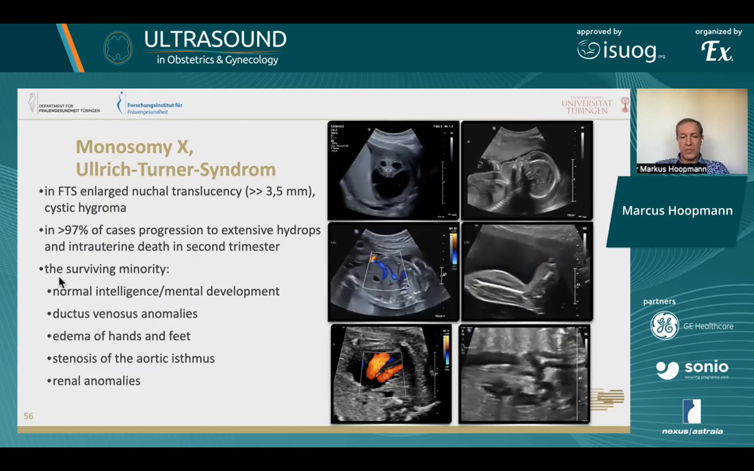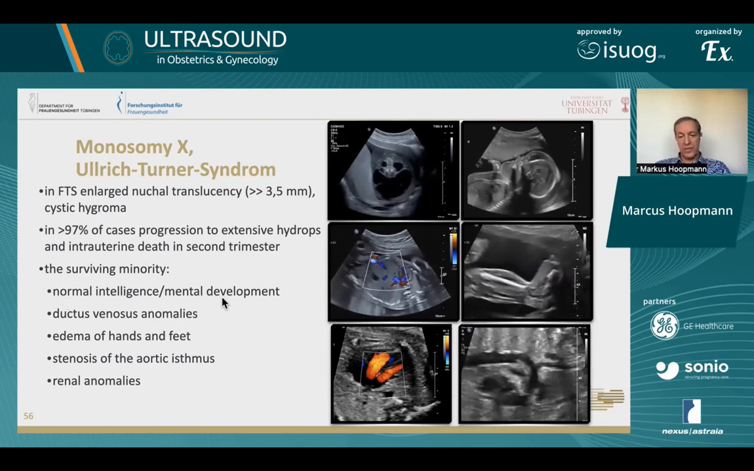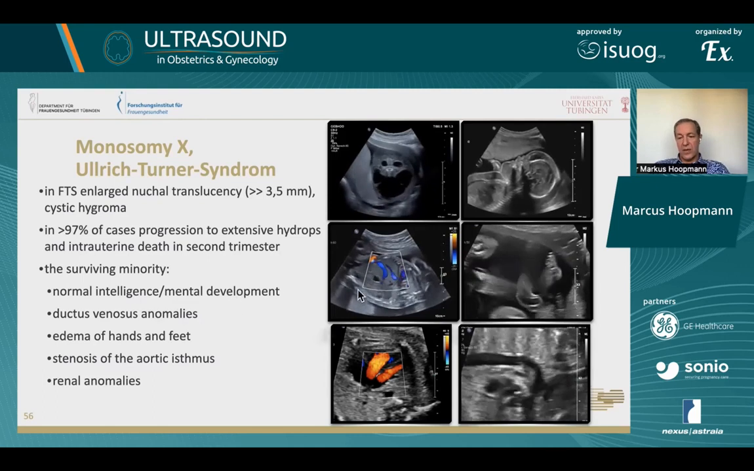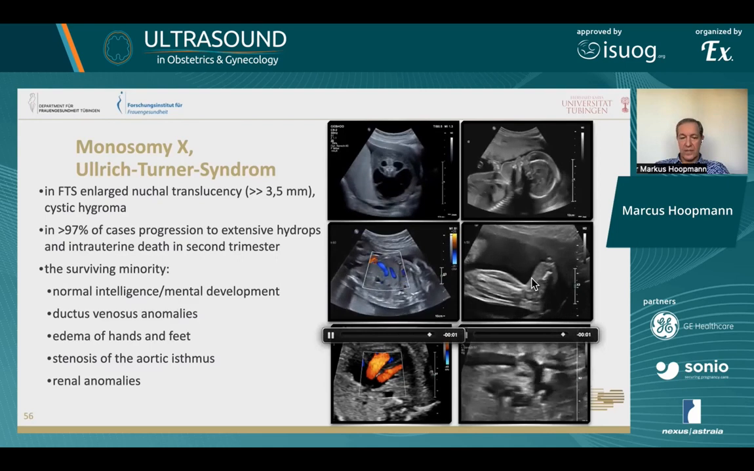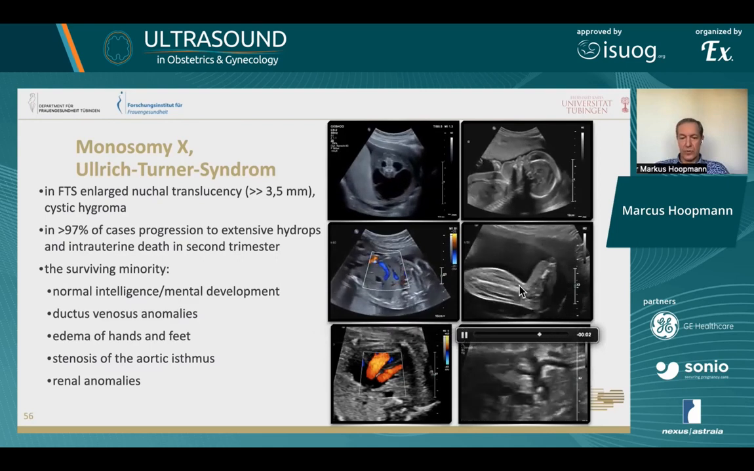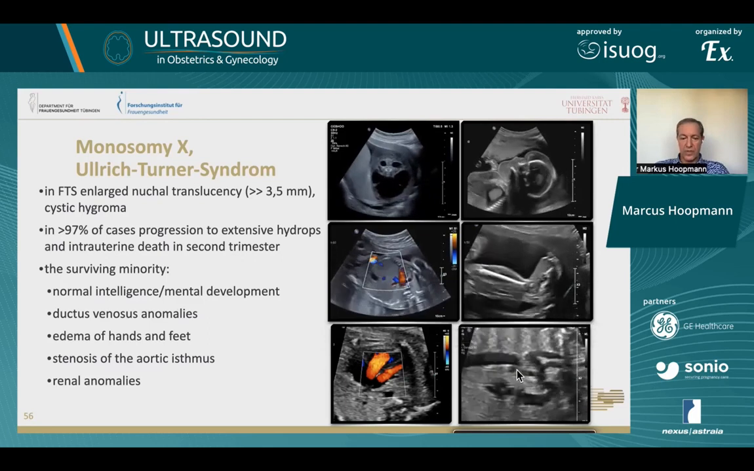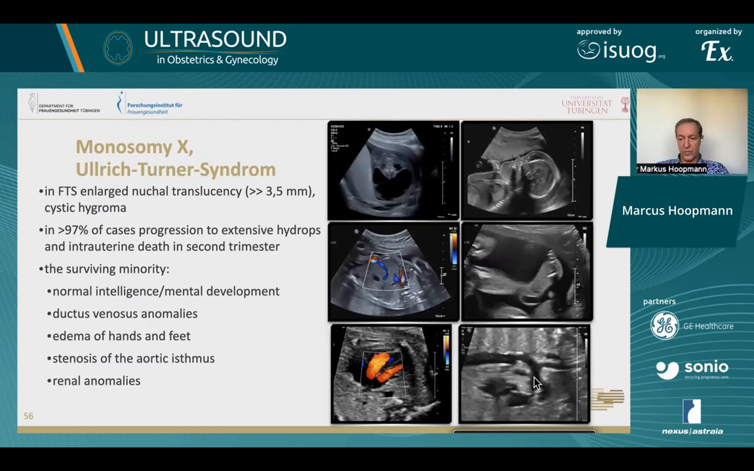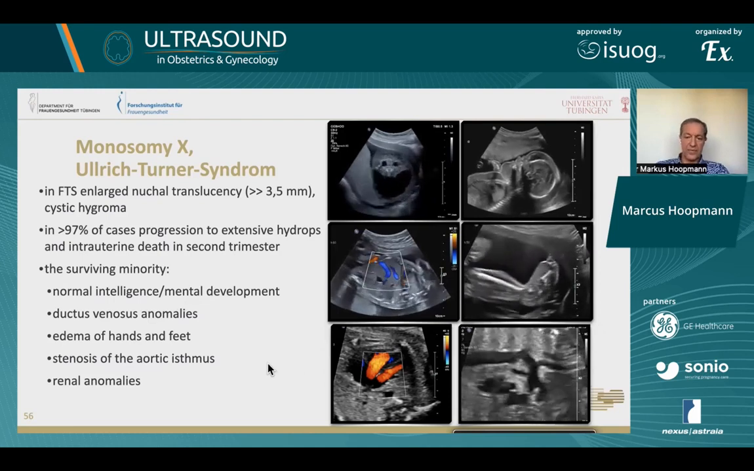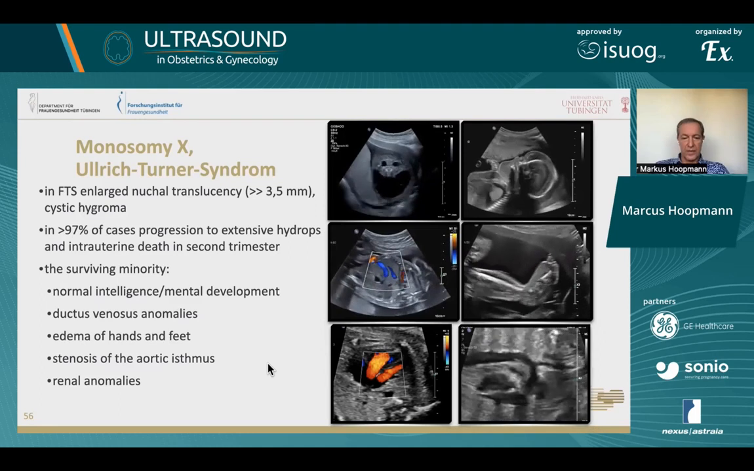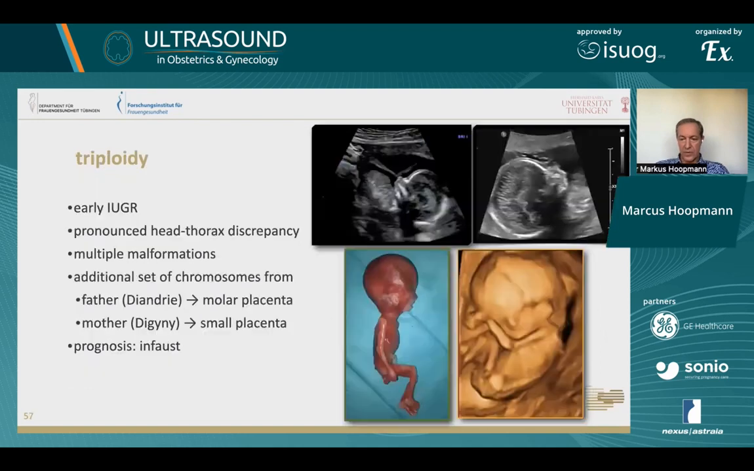And the surviving minority has, this is a good thing, normal intelligence and normal mental development. But they often have ductus venosus anomalies. They have still this edema at hands and feet, and as the most important complication, they often have stenosis of the aortic isthmus. So the development can be fine concerning the intelligence, but there are other disorders to keep in mind.